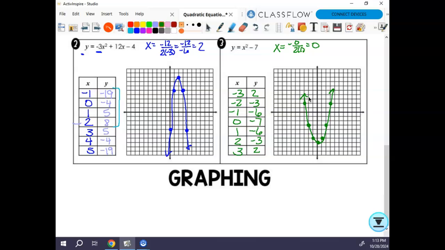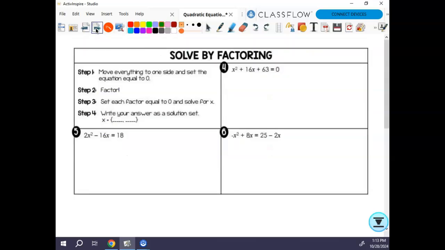Okay. So now we're going to solve by factoring. Now, let's just make a little note here about the fact that this says solve by factoring. Sometimes you're just asked to factor. In order for you to solve it, it has to be an equation, all right? And step one, you move everything to one side and set the equation equal to 0. So what this should look like is ax squared plus bx plus c equals 0. Okay?